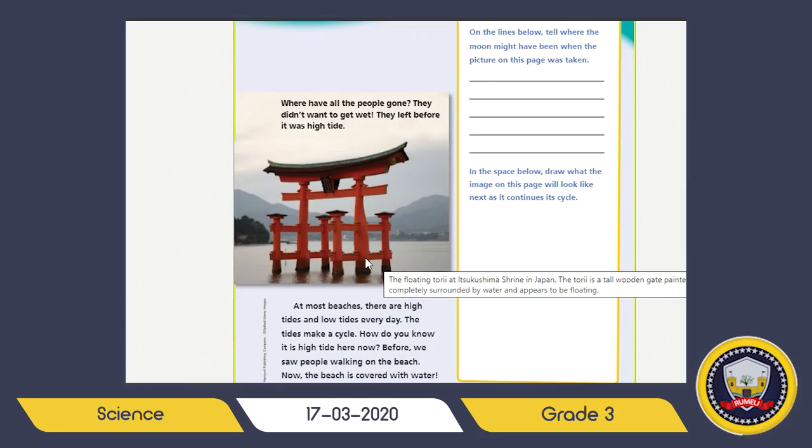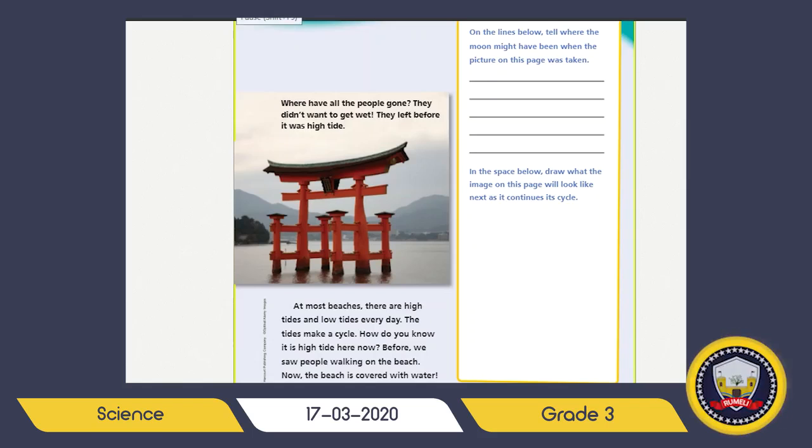Very good. Now guys, in the space below, draw what the image on this page will look like next as it continues its cycle. It's your turn. Draw an image and show the same scene at low tide. Go on. It's on you now. Good luck.